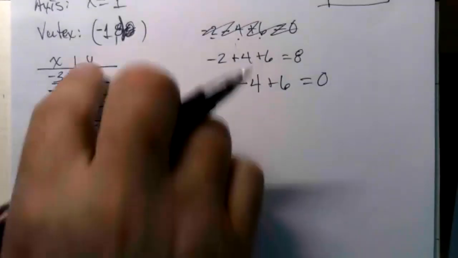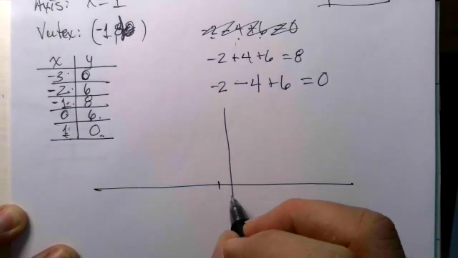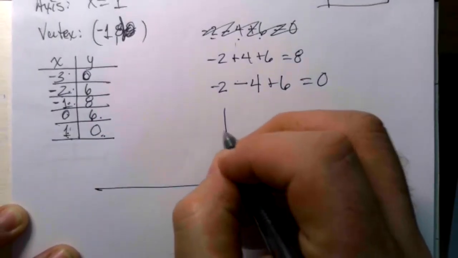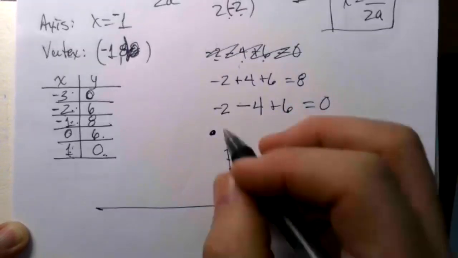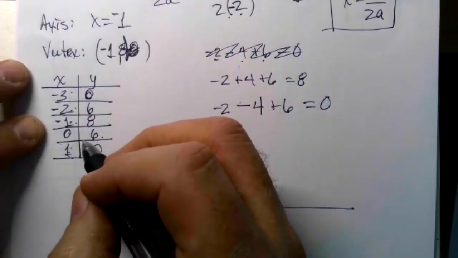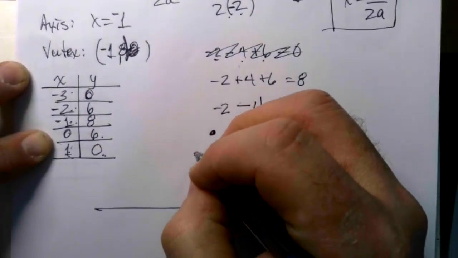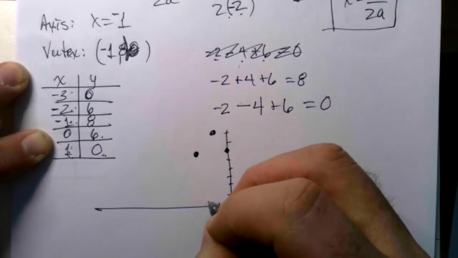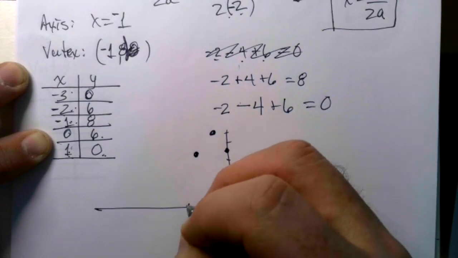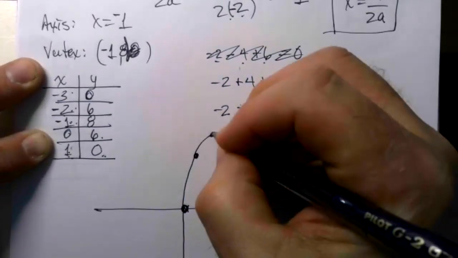Okay, so now I can use those 5 points to sketch, to graph. So -1, 8. Okay, there it is. If I go now, so -1, 8, 0, 6, and -2, 6, 1, 0, and 2, 3, somewhere around here. Okay, and there we go.